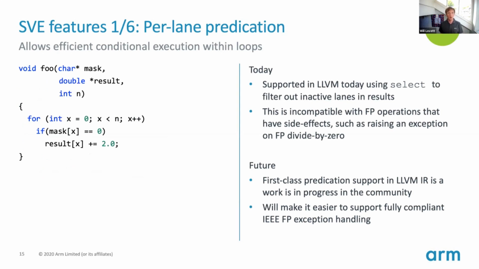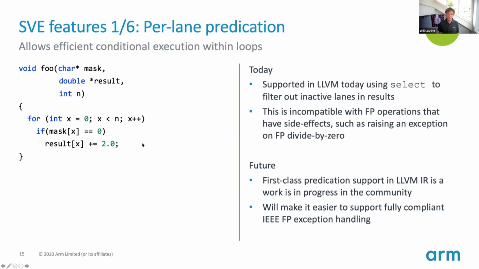So per lane predication is pretty easy in LLVM today for the vast majority of people, with one caveat. LLVM has a select instruction. If you have code like this where you have some condition within a loop and execution that is predicated on that condition, then conceptually within the LLVM IR you can always do that piece of work and then filter out the results for the inactive lanes using select.